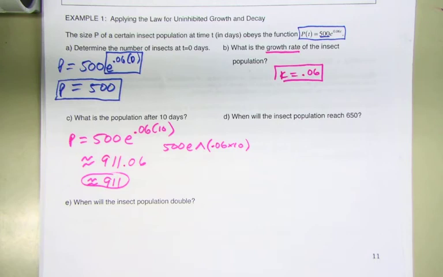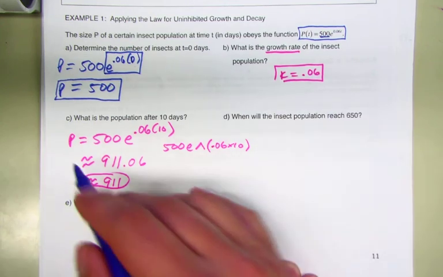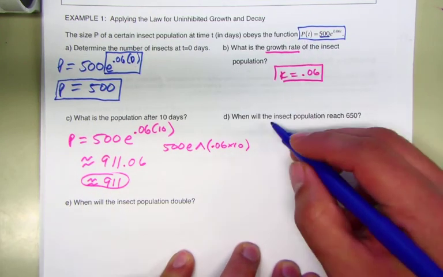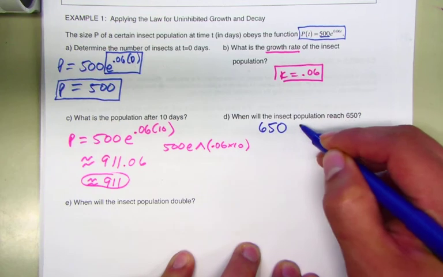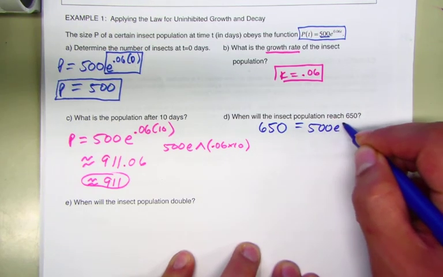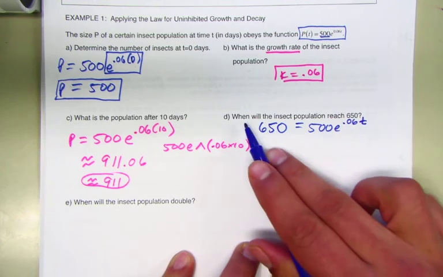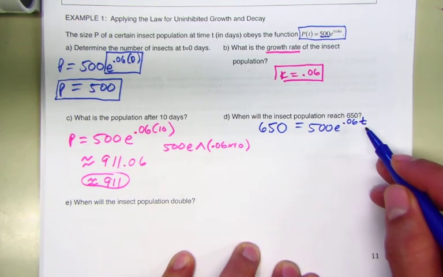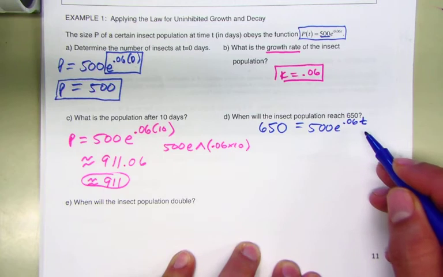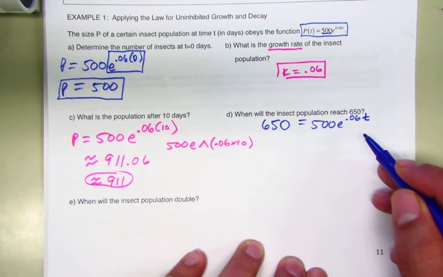Problem D. Let's see what happens now. This hasn't been too hard, right? We're just plugging things in and nothing too bad. When will the population reach 650? So now my final population is 650, and then that's going to be 500e to the 0.06t. If they're asking me when, we're looking for t, the time. Does that make sense? How can I get started? What can I do first?